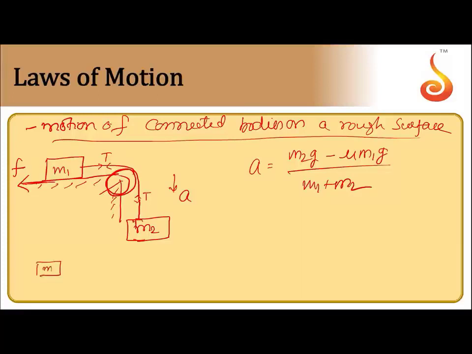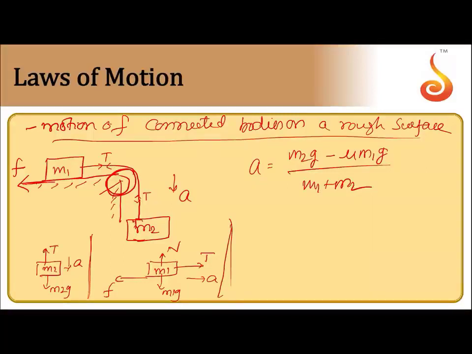On m2, the forces are m2g down, T up, and of course the system is accelerating down. On m1, the forces are m1g, normal reaction N, tension is pulling it along this direction, and force of friction is in this direction, and this system is also accelerating towards right. So upon solving the equations, we get a is equal to m2g minus mu m1g divided by m1 plus m2, and the tension is equal to m1 m2g divided by m1 plus m2 into 1 plus mu.